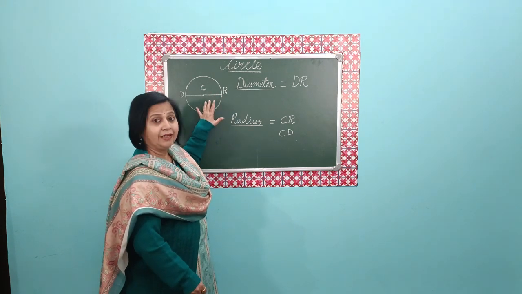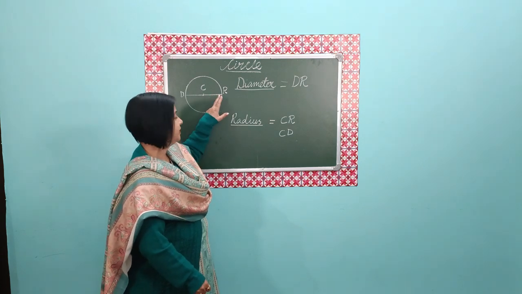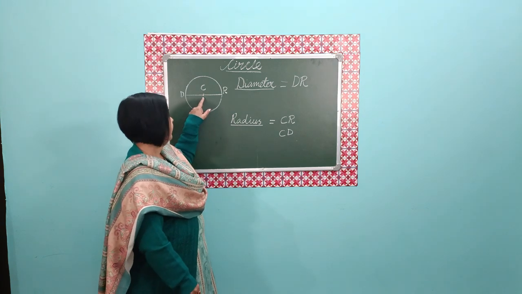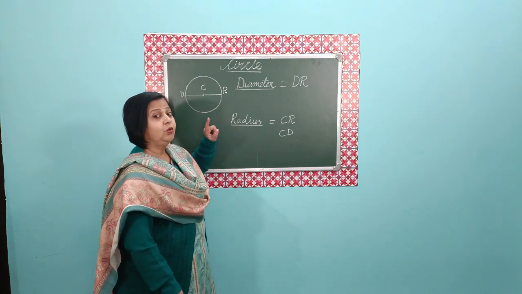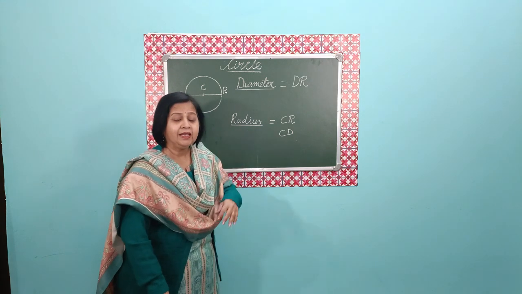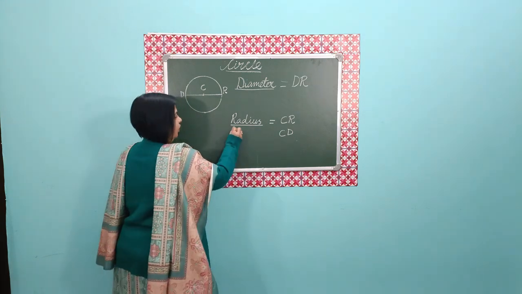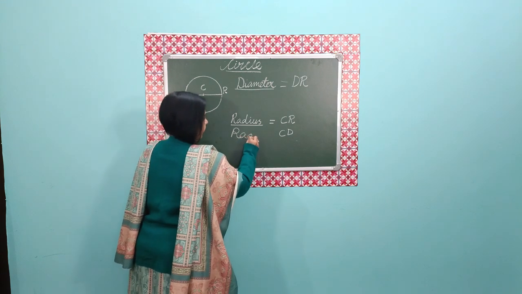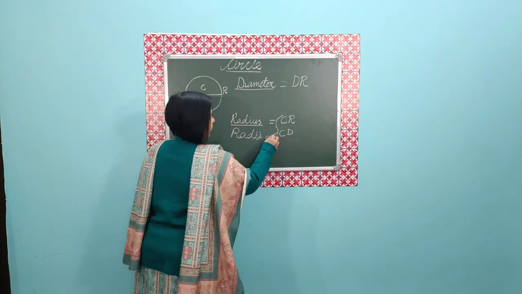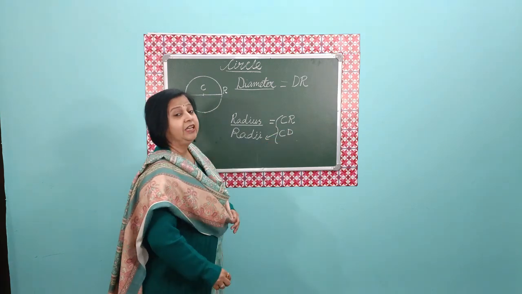So you can see in this diagram over here that the radius is CR. We also have another radius that can be seen over here, and that is CD. When we have only one, it is radius, and when more than one, we call it radii. So here we have these two radii, that is CR and CD.